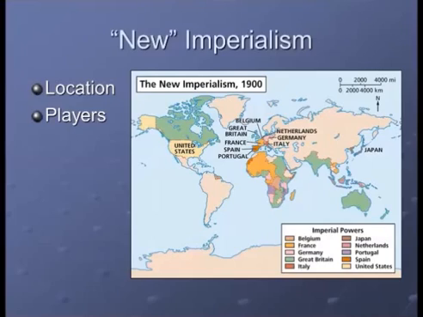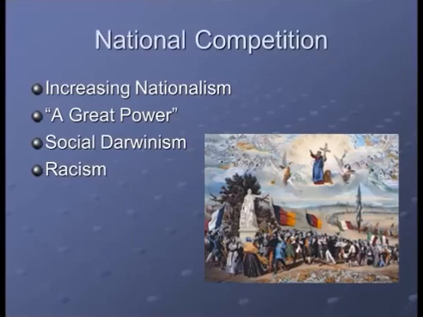There were 2 non-European countries that played a role. The United States also built an empire during this time period, and Japan started to build a small empire in Asia, the only Asian country that resisted European imperialism.